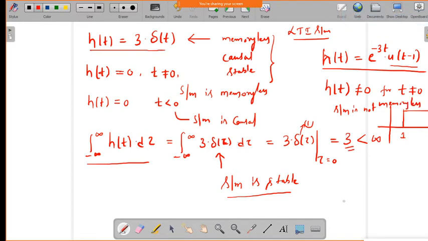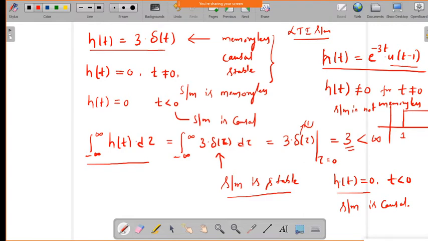Similarly, you can find out h of t for t less than 0. Is it equal to 0 for t less than 0? You can see here, it exists only from 1 to infinity. So h of t is 0 for t less than 0. Then what is the system? The system is causal, is it not?